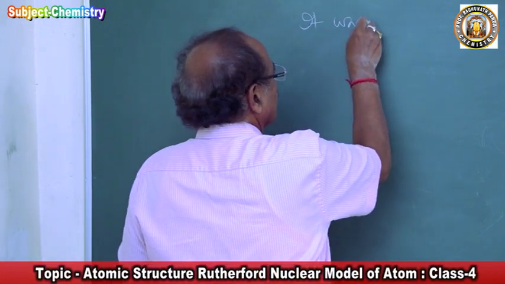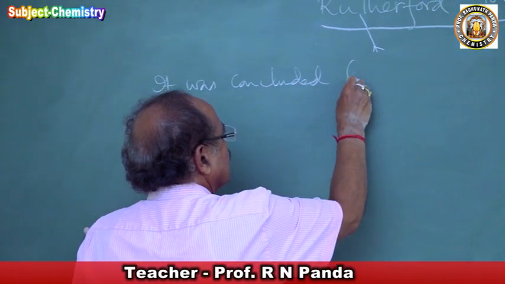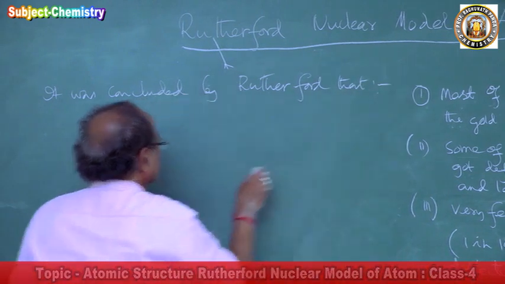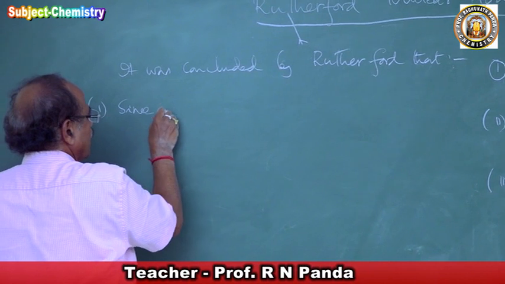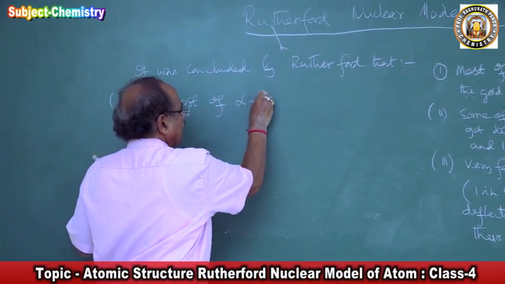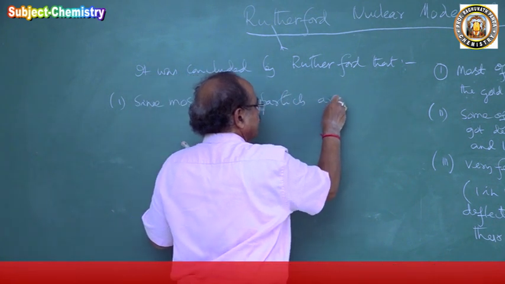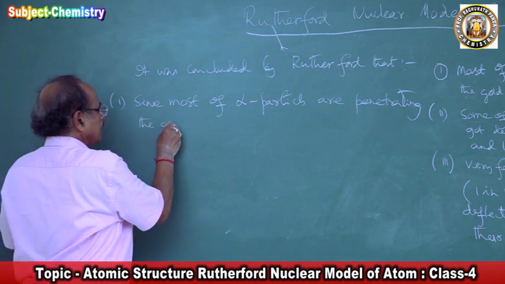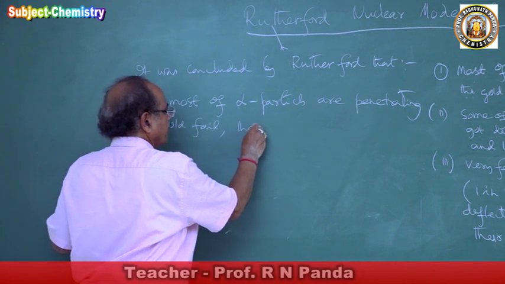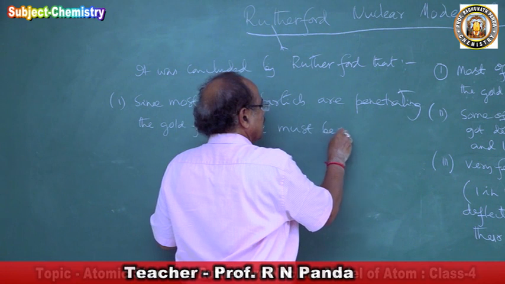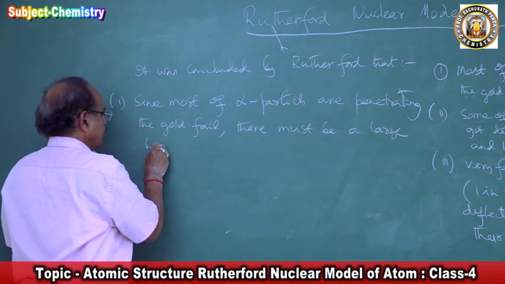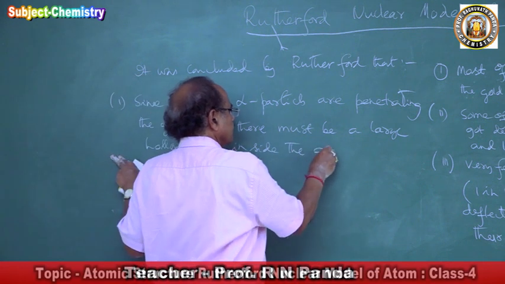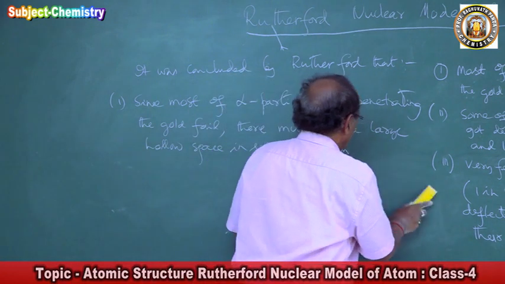So it was concluded by Rutherford that, number one, since most of the alpha particles are penetrating the gold foil, there must be a large hollow space, meaning vacant space, inside the atom. Inside the atom there must be a large hollow space.